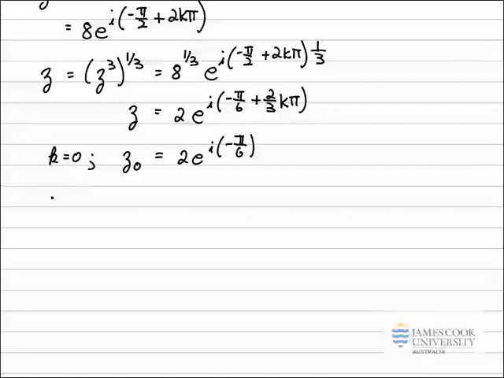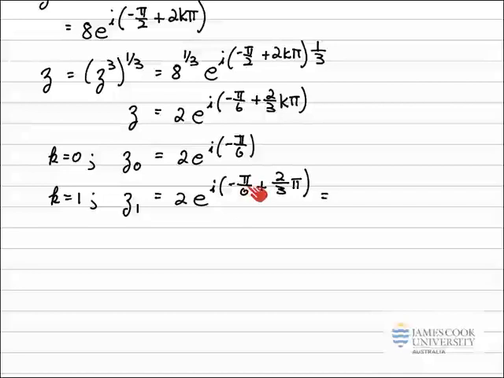We just increase k by 1. The solution we get for that we'll call z1. 2 will be unchanged out the front. e to the i. Now I've got to add two angles together here. k is equal to 1. So let's do an extra step here. This is minus pi on 6 plus 2/3 of pi.